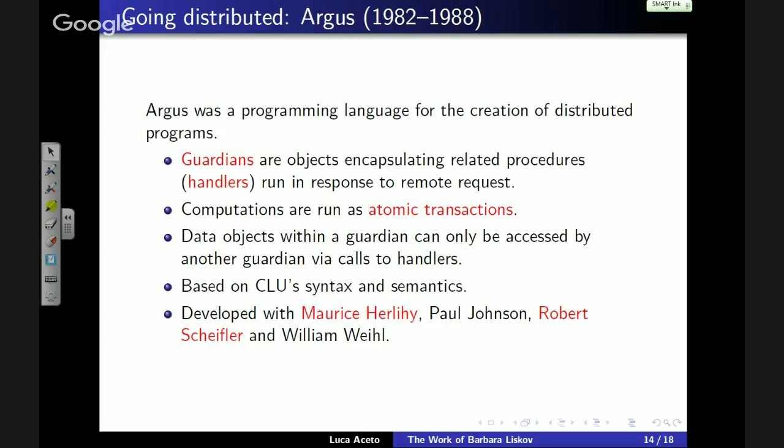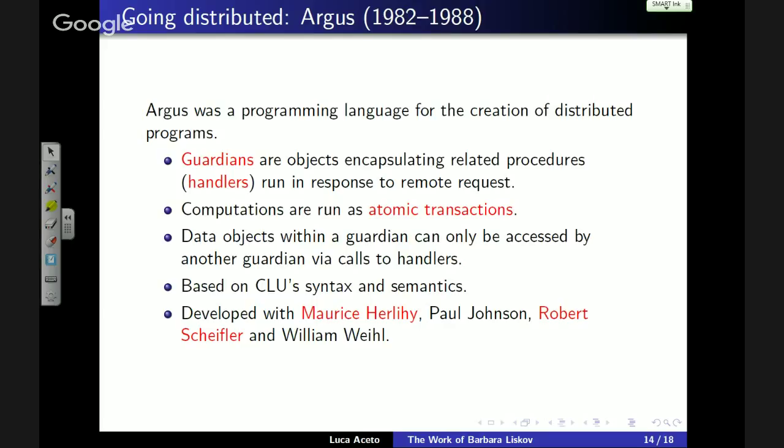Argus guardians are running on nodes in a distributed system. And in fact, the Argus system also has facilities for automatically handling failures. So what happens if a guardian gets killed because of a failure, or perhaps a temporary failure on the node where the guardian is executed? They have some kind of rollback mechanism so that the guardian goes back to some sort of consistent state. Fairly advanced stuff.